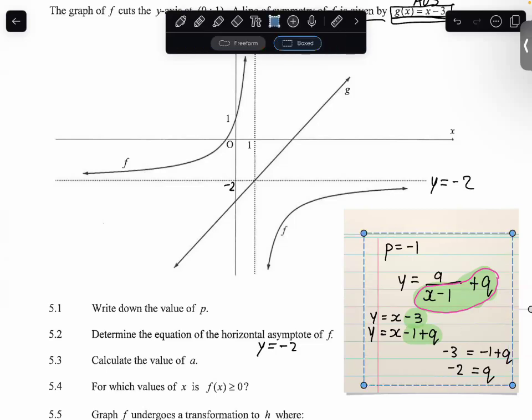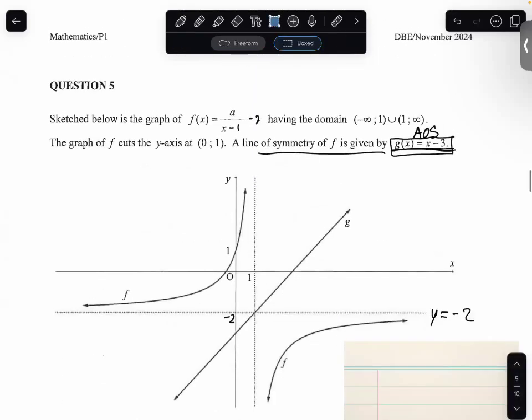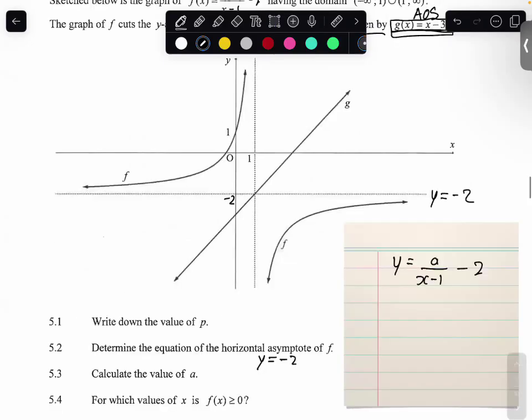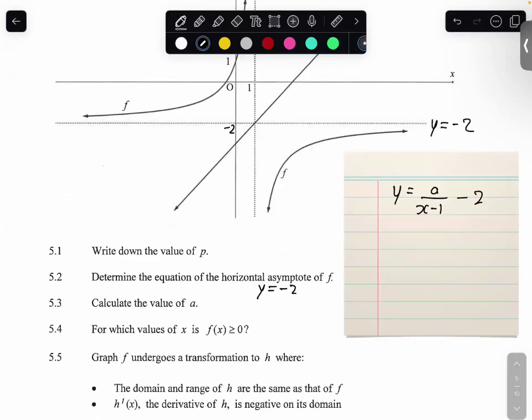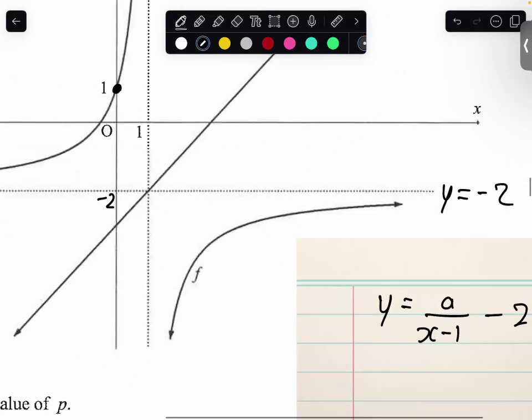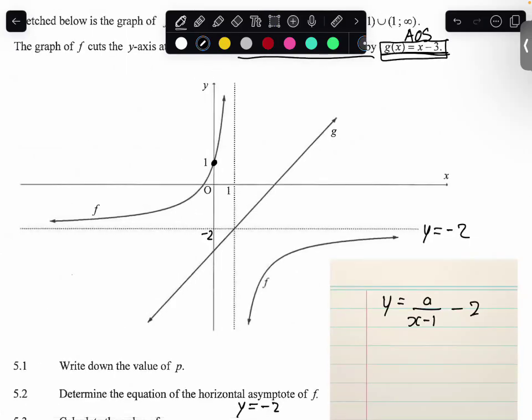So what we have right now is y is equal to a over x minus 1 minus 2. That's what we have. If I want the value of a, I just need to find a set of coordinates that lies on my hyperbola, to sub in place of x and y and solve for the only unknown, which in this case will be a. My set of coordinates is 0 and 1.